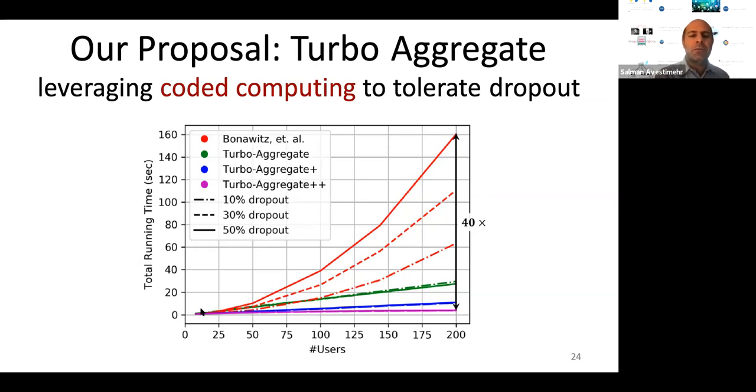On the same plot where I'm plotting the total runtime versus number of users, as you can see with this method, first of all, you don't have quadratic growth anymore. It is linearly growing.